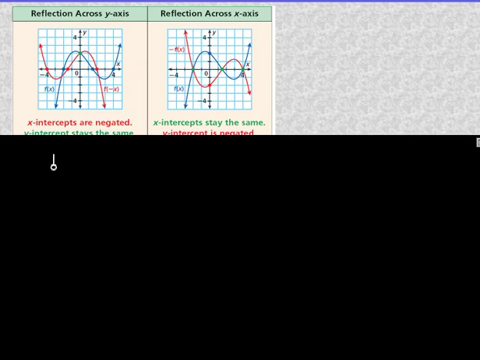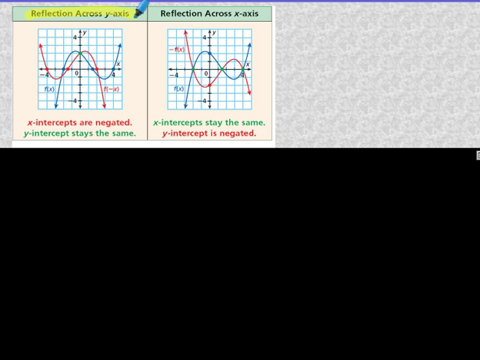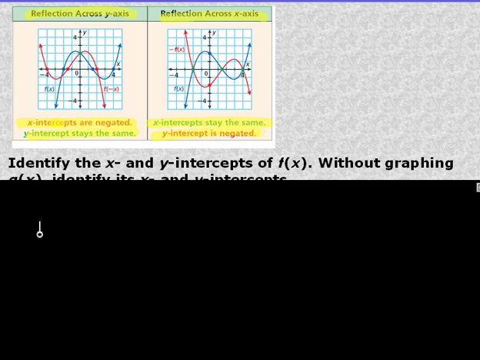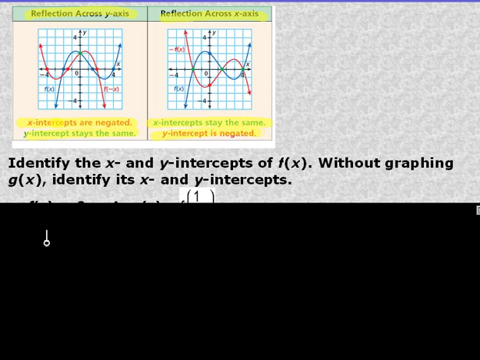Reflections. So a reflection across the y-axis is a horizontal one, so you're going to go from this side to this side or vice versa. Again, x-intercepts are changed, they're negated, y-intercepts not changed. Reflection across the x-axis, which is a vertical reflection, x-intercepts don't change, but the y-intercepts are negated. So let's look at some examples. Identify the x and y intercepts of f of x. Without graphing g of x, identify its x and y intercepts.